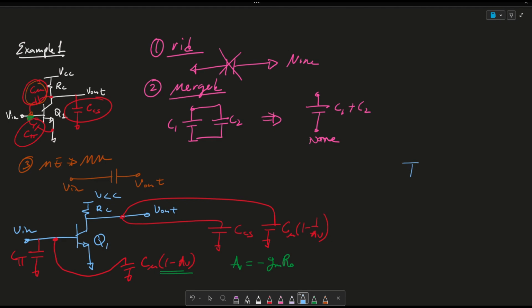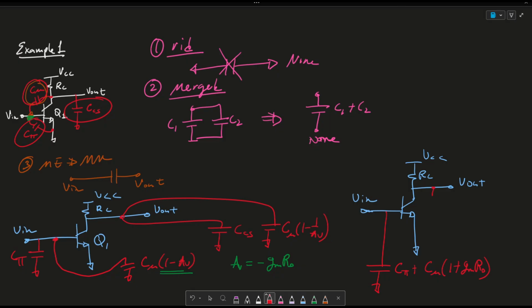So again, we have V out, RC, VCC, and we have V in. There's a capacitor here called C pi plus C mu times (1 plus gm RD). I hope that makes sense. And there's another capacitance here, which we can call CCS plus C mu times (1 plus 1 over gm RD).